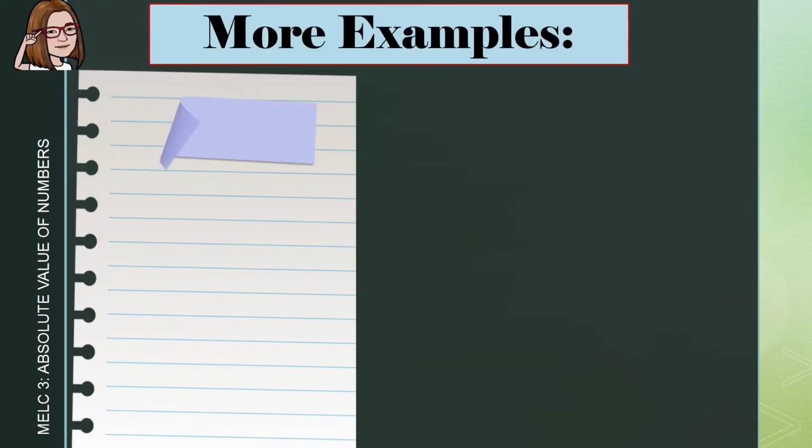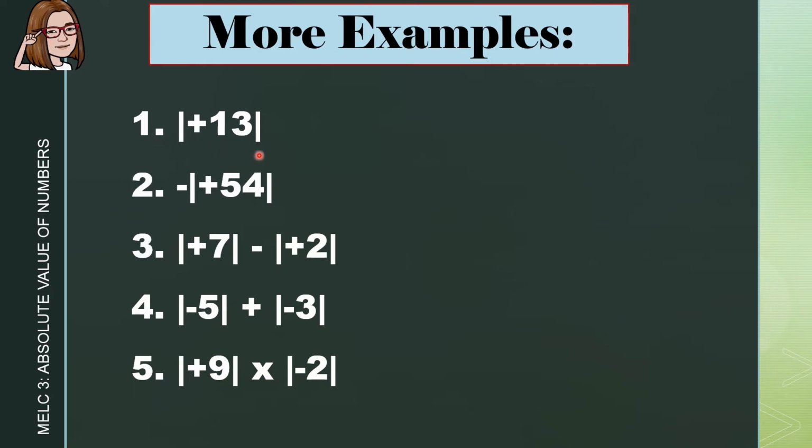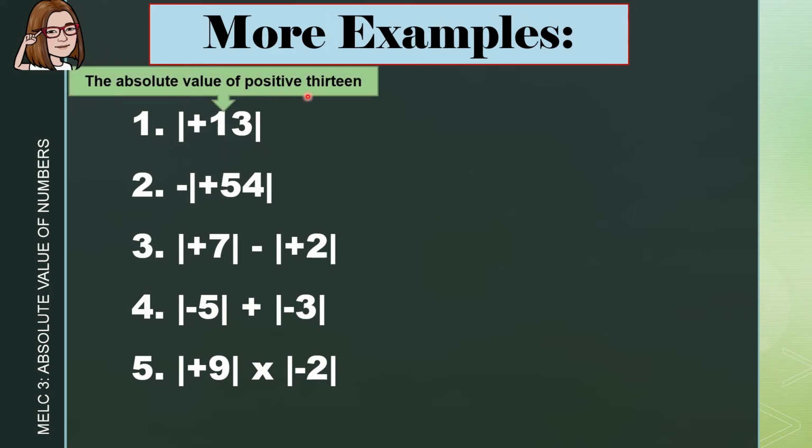Let's have some more examples. So let's start with number 1. This is the absolute value of positive 13. You know that positive 13 is on the right side of 0 and it is 13 units away from it. Okay, 13 is the answer.